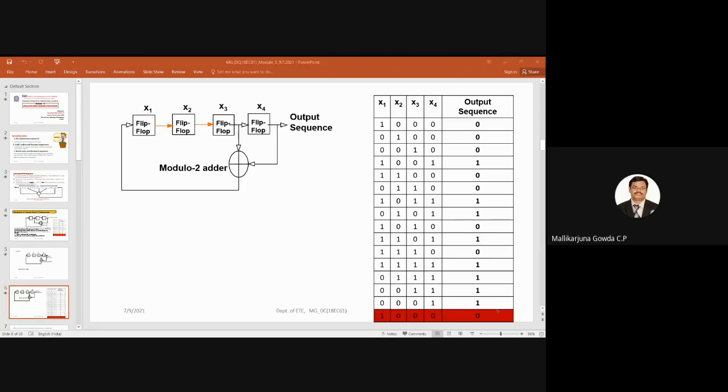Other students? See, at least 15 students, because 15 different states are there, right? I expect so, 64 is the strength. So if each group of 15 takes one initial state, you should be able to write many different PN sequences. Hope you understand how to generate a PN sequence. Got the clarity?